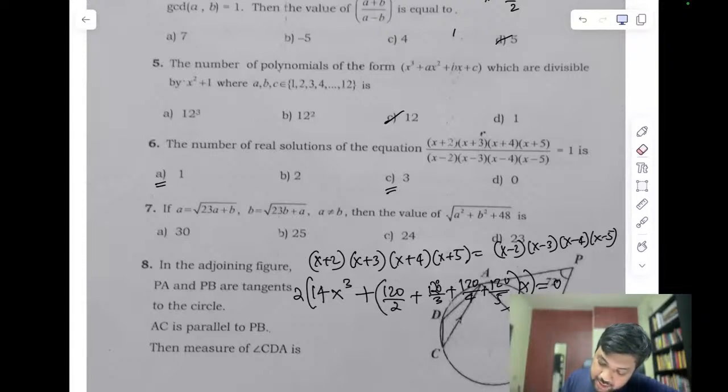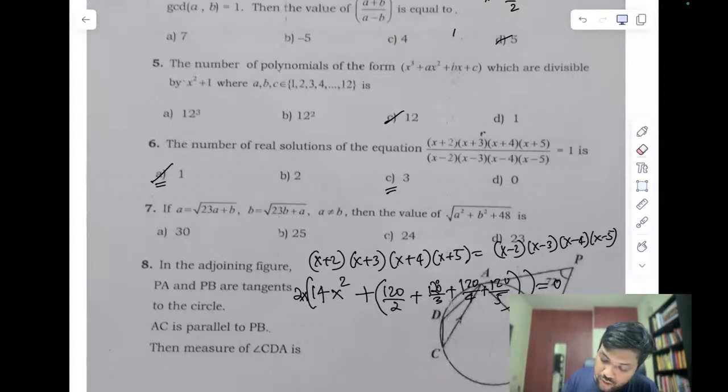So if you take that x out common, x equal to 0 is that root, and the other root is 14x square plus some positive quantity equal to 0, and that will give you complex roots. I think the answer is 1. Let's see how they solved it. Let's see if some students solved it. Yes. Okay.